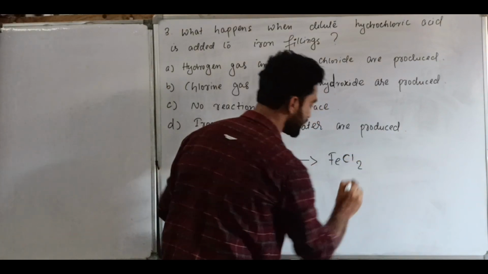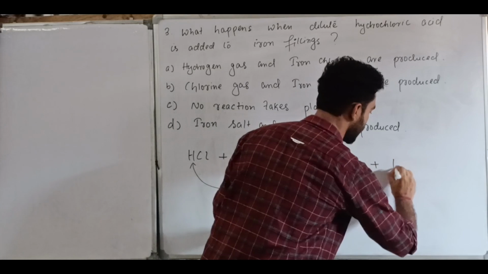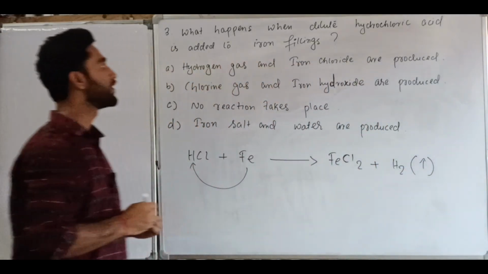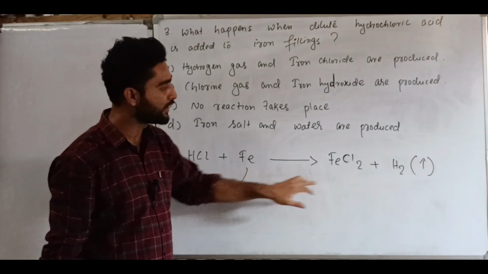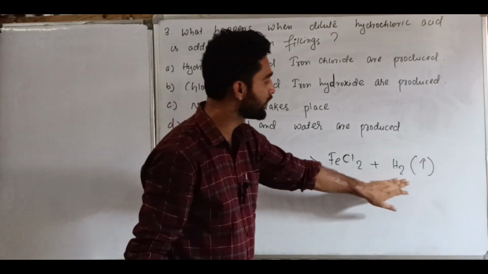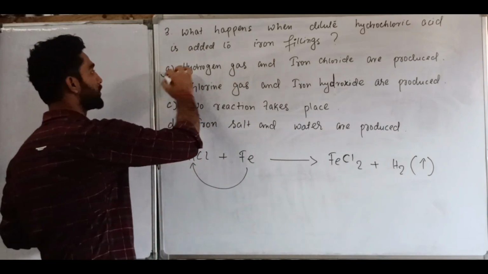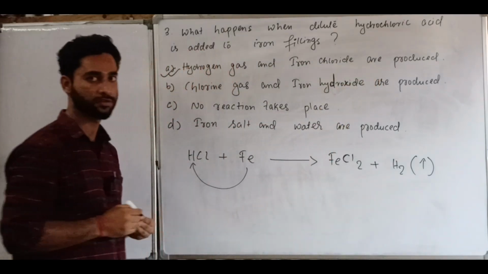FeCl2, that is iron chloride. Along with the formation of the iron chloride, there will be formation of hydrogen gas. So when the dilute hydrochloric acid reacts with the iron filings, they form iron chloride and hydrogen gas. So which option will be the correct option? That is option A. Hydrogen gas and iron chloride are produced.